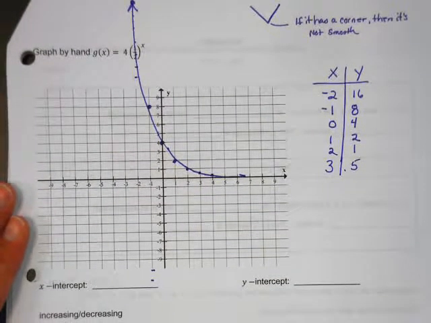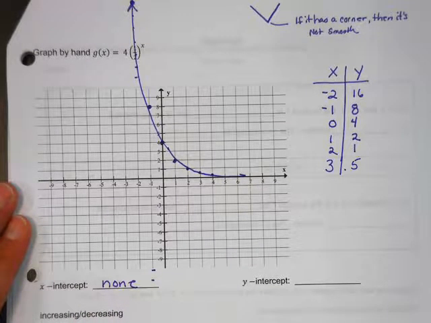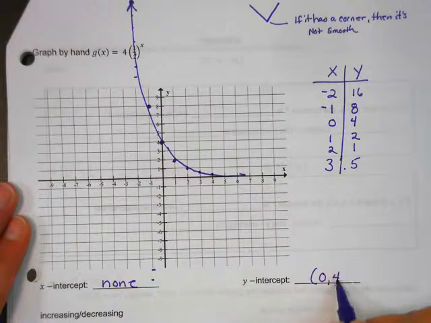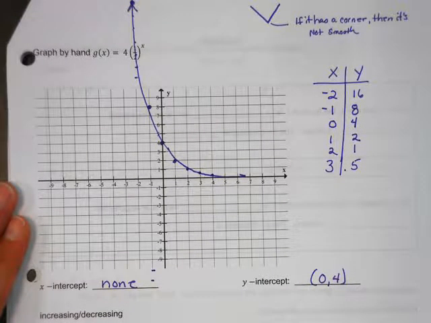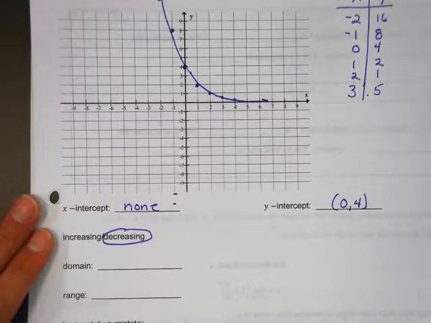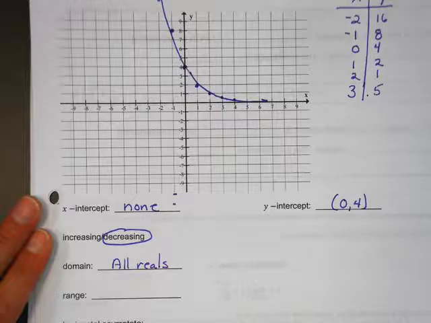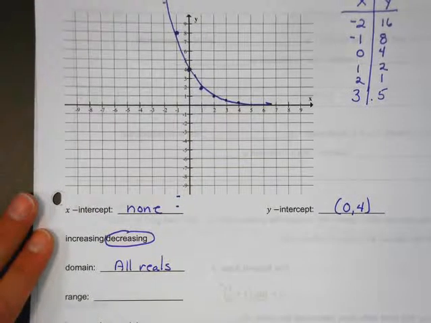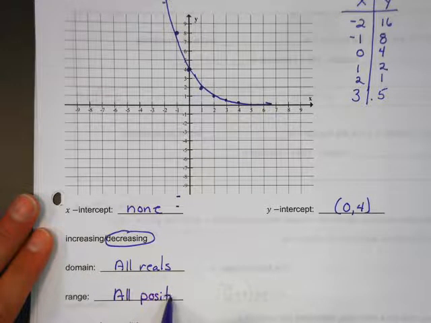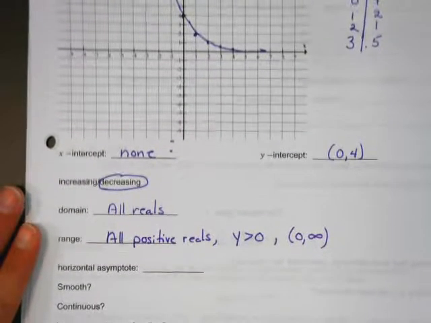Okay, you ready? X-intercept: none. Y-intercept: (0, 4). Increasing or decreasing? Decreasing. Domain: all reals. Wait, quick question. Is it always going to be all real? Yep. Range: all positive reals. Y is greater than 0, or 0 to infinity, however you want to think about it.